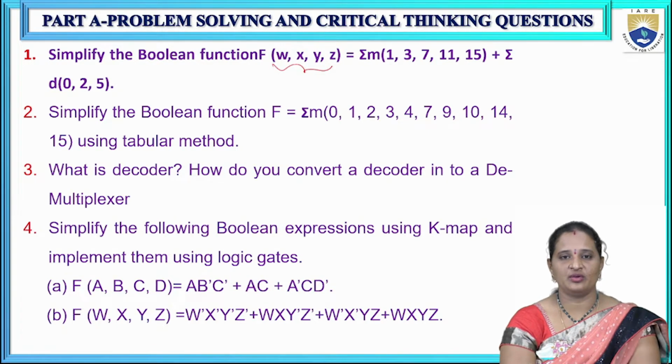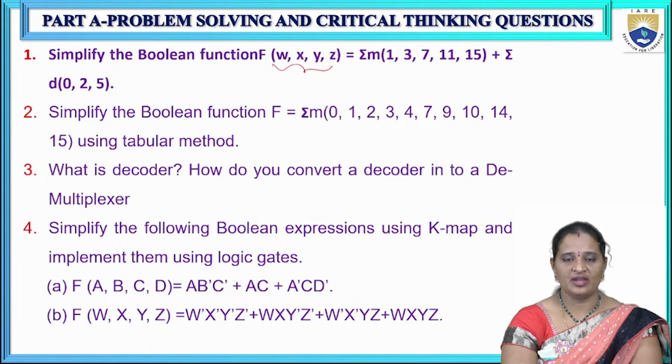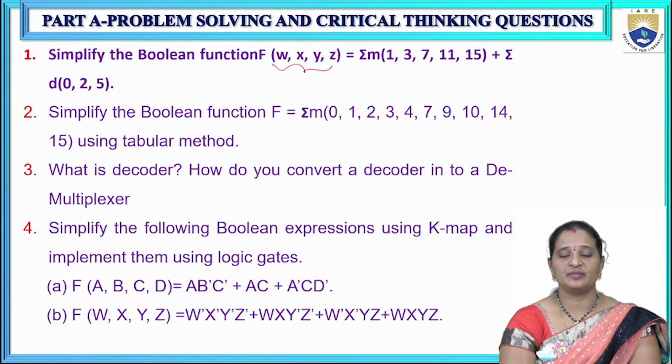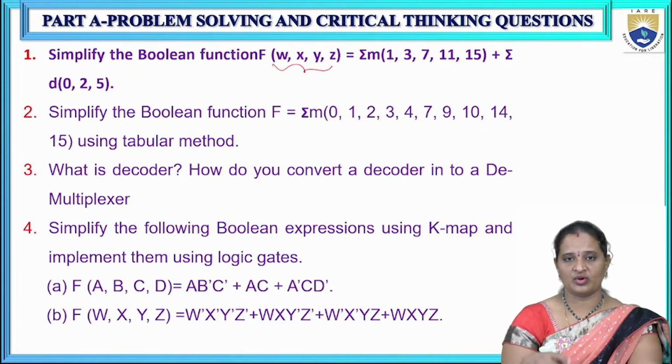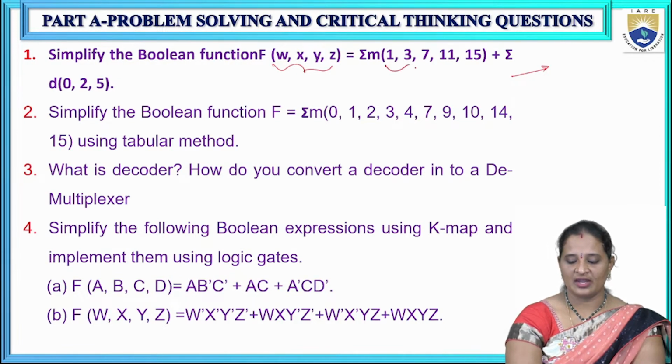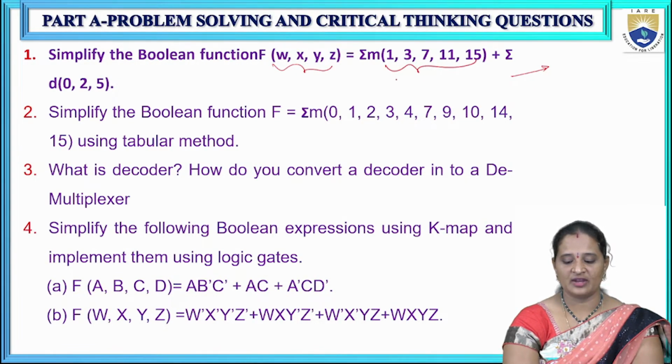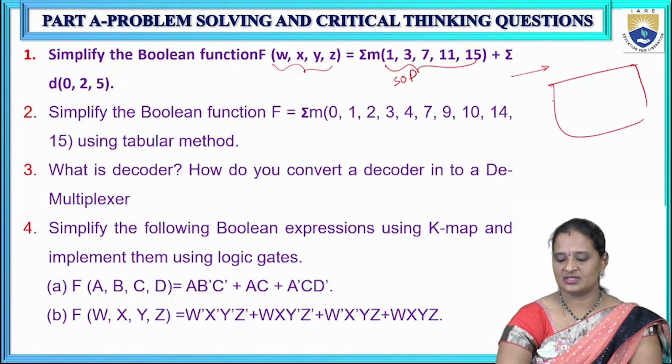While grouping, you have to keep one point in mind: always try to group the maximum number of adjacent cells first. That means you need to form higher groups, and if that is not possible, then go for the next higher group. That is how you can solve this problem. And here, the terms, summation m, indicate that it is given in SOP form. So that means you have to draw the K-map like this.